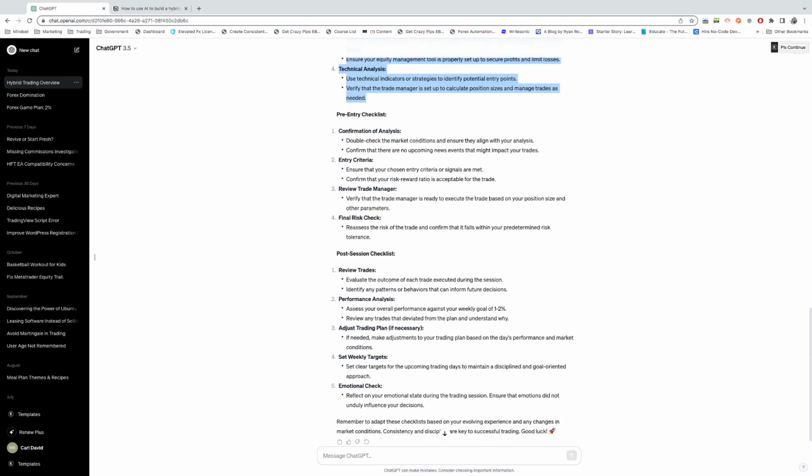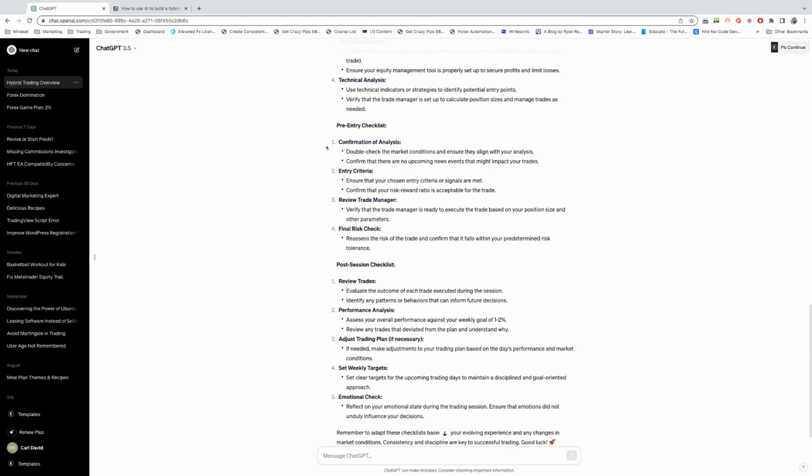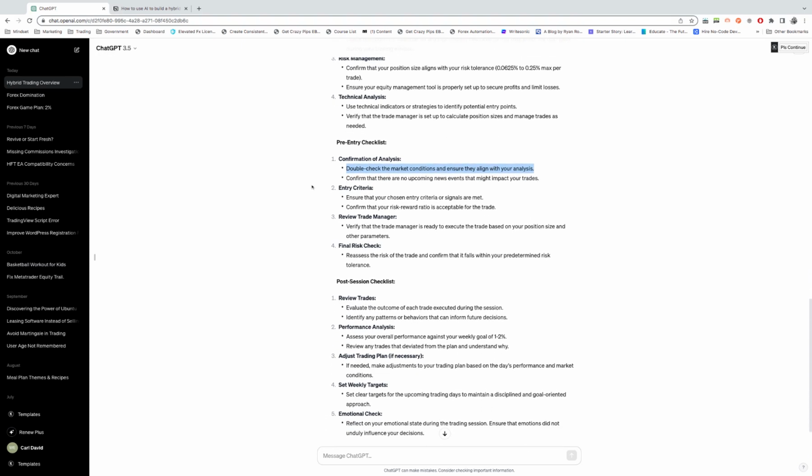Now, before I enter, what it's telling me to do based on the information I've provided so far is to double check the market conditions and ensure they align with my analysis. I've already done the analysis. Confirm that there's no upcoming news events that might impact your trades. Now, over here, we like the news, so we're not going to not trade the news, right? But based on the information here, I can ask it to adjust this and say, hey, I'd like to trade the news. I don't want to not trade the news, right?